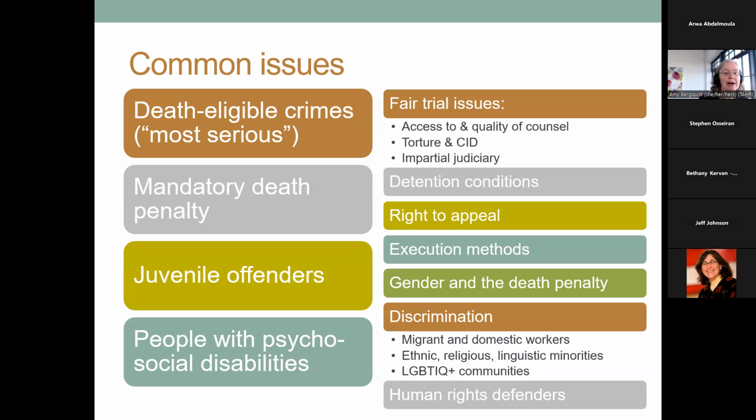Discrimination as well with respect to migrant and domestic workers is a topic that comes up a lot. Is there discrimination against people from different ethnic, religious, or linguistic minority groups? Discrimination against LGBTIQ plus communities, whether in the context of being sentenced to death for what we call an ordinary crime like murder, or being sentenced to death for consensual same-sex conduct. There's a handful of countries that do authorize the death penalty for consensual same-sex conduct between consenting adults. And then issues related to human rights defenders, whether it's attorneys or human rights activists who oppose the death penalty, whether they face any hurdles to doing their advocacy or persecution.